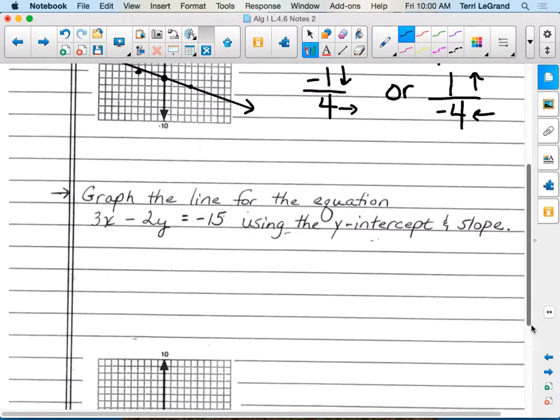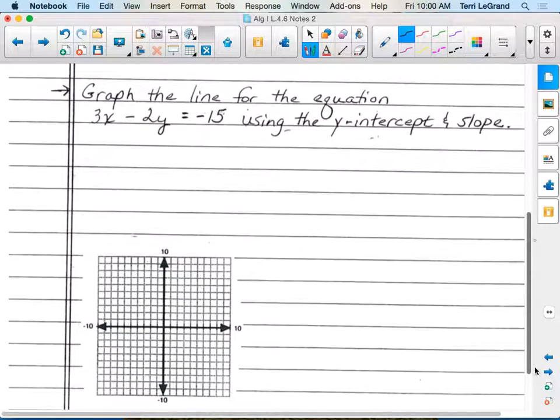Okay, then we're gonna graph the line for this equation, but notice it says using the y-intercept and slope. Not using the x and the y-intercept, but the y-intercept and the slope. So what does that mean we're gonna need to do with this equation? It's in standard form, so we're gonna rewrite it as, what's that other form called over here? Slope-intercept form. So we're gonna get this put into slope-intercept form. So first thing we're gonna do is, if you have trouble with those negatives, is change it to add the opposite.